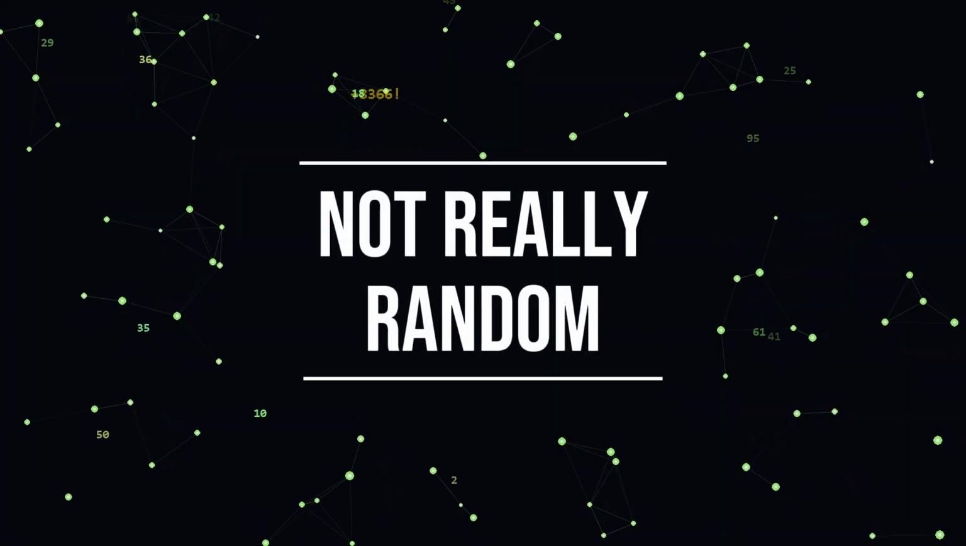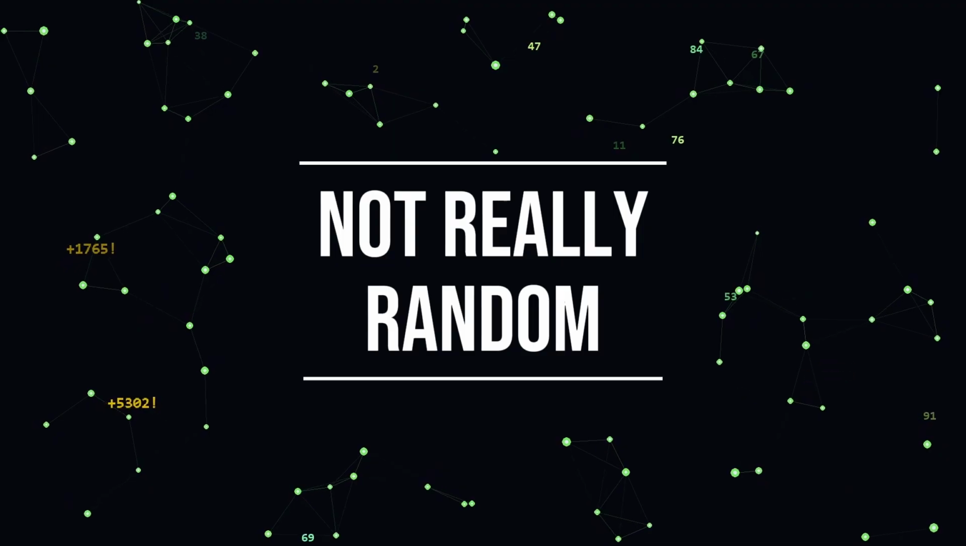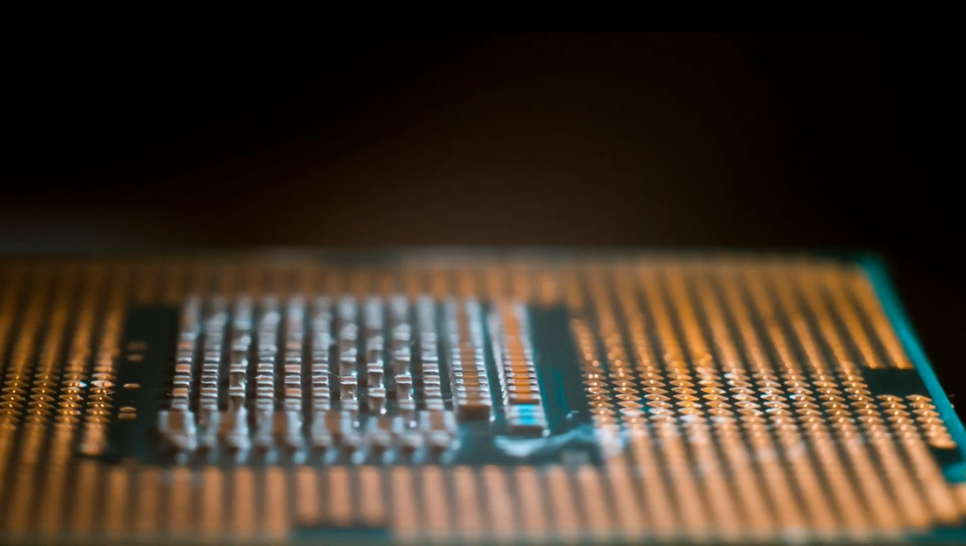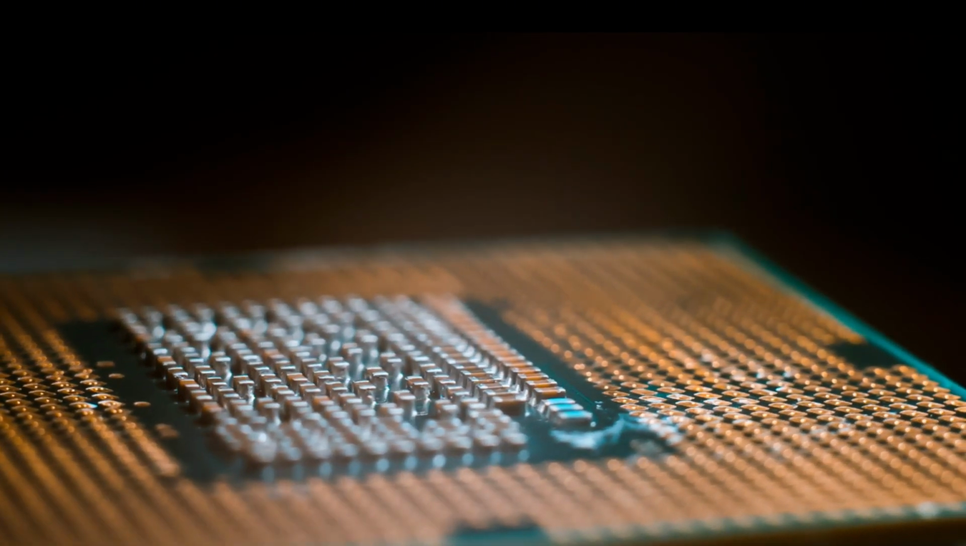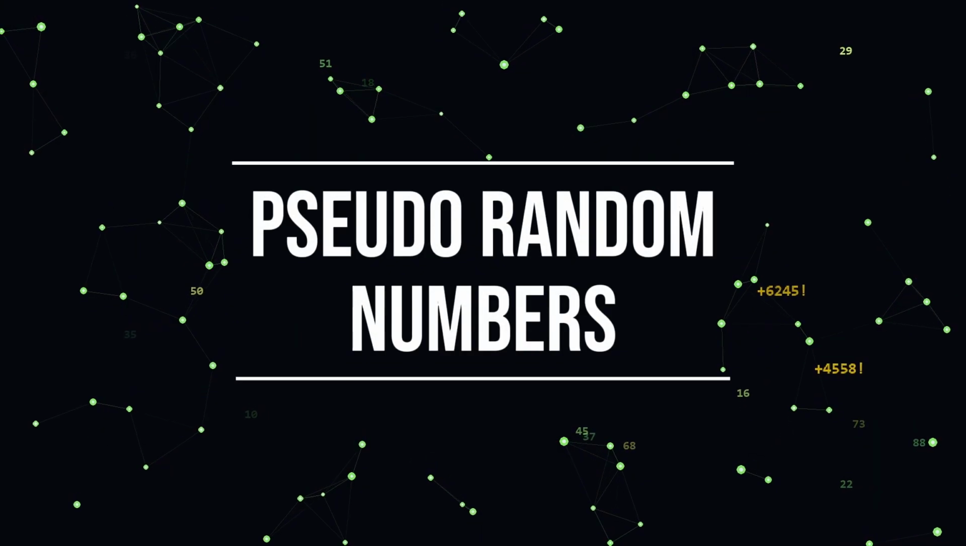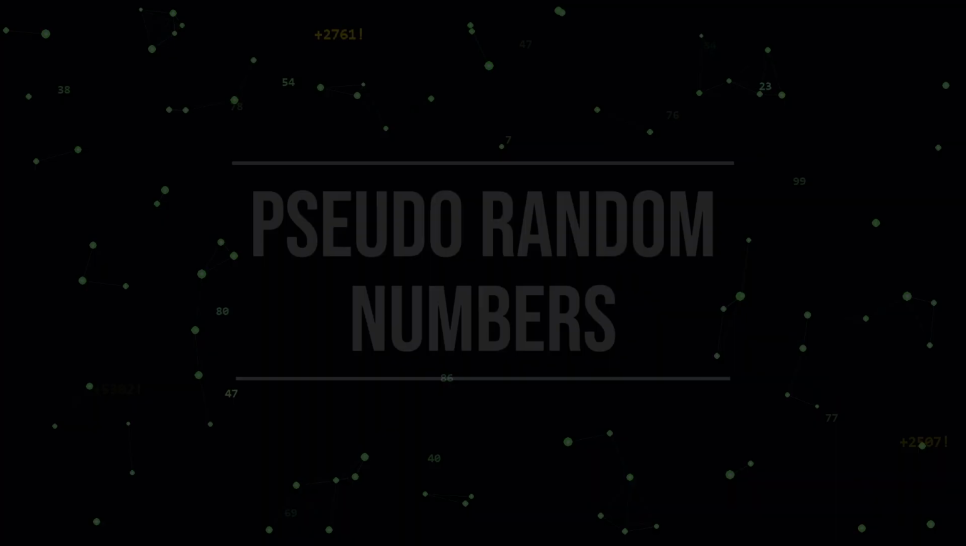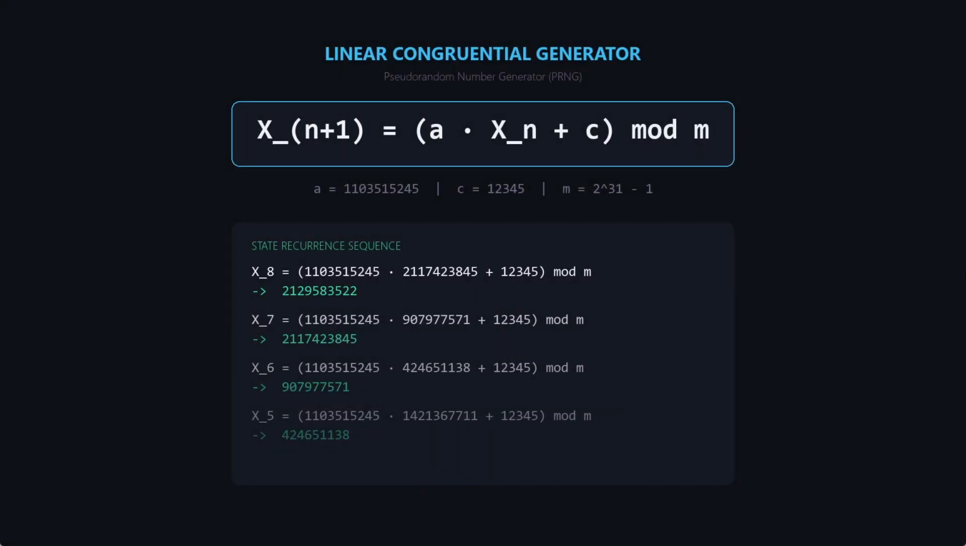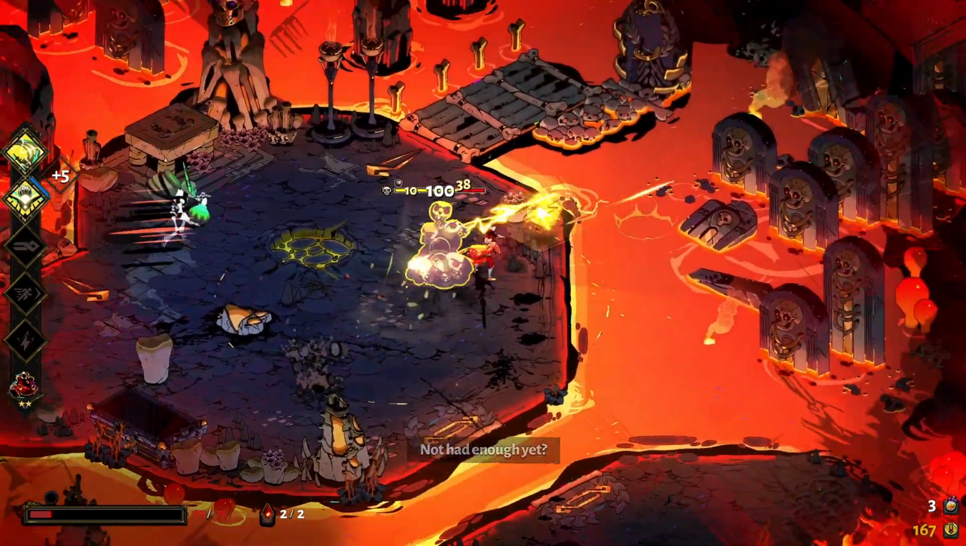An RNG does not actually generate truly random numbers because computers, as deterministic machines, are fundamentally incapable of doing so. If you start with the exact same starting point, called a seed, and use the same algorithm, you will always get the exact same sequence of so-called random numbers. And that is why we call them pseudo-random numbers. However, the mathematical algorithms behind them are so advanced that for the average player the difference is practically unnoticeable.